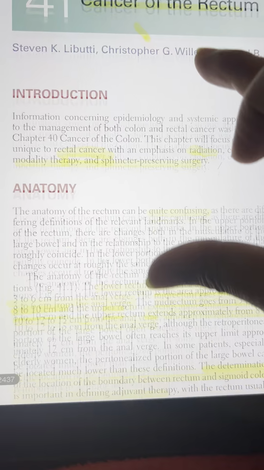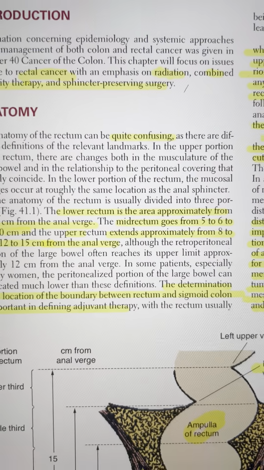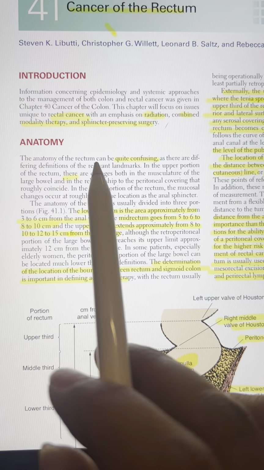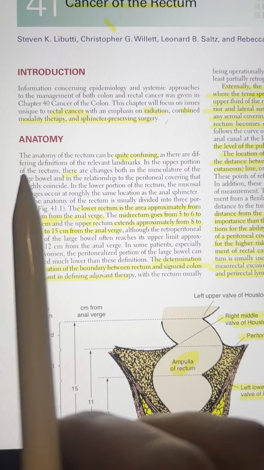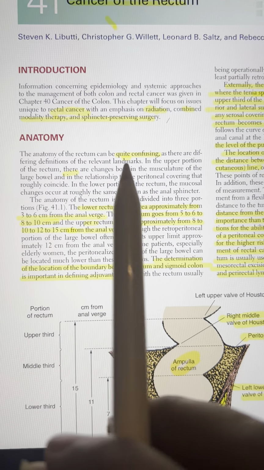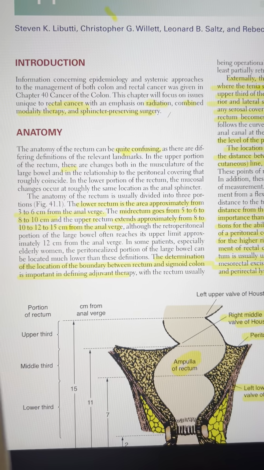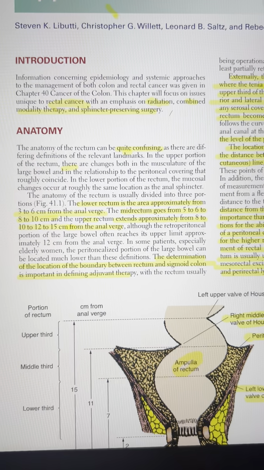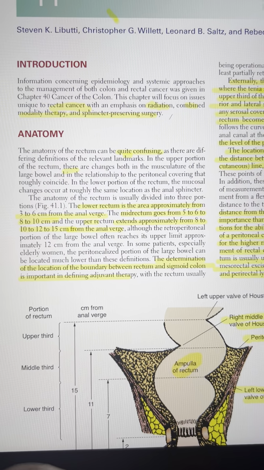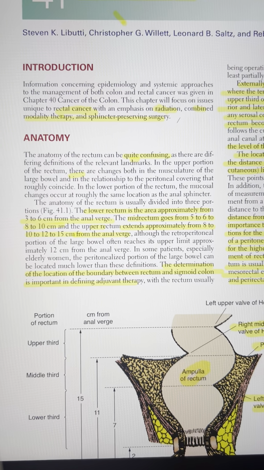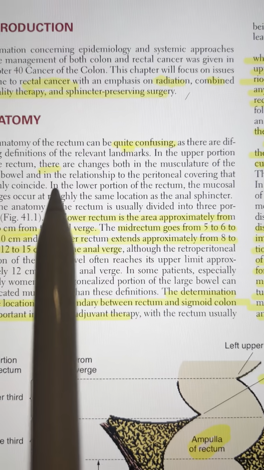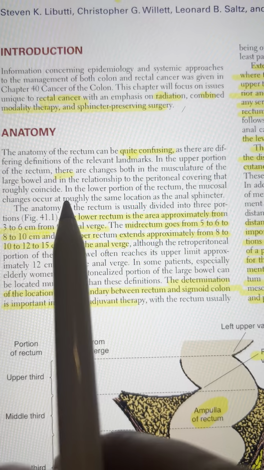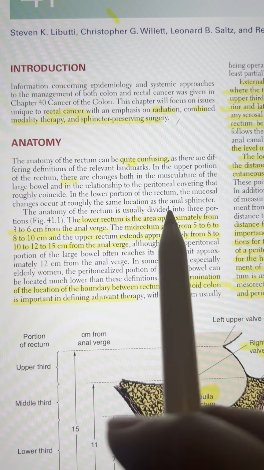So if we look into the anatomy of the rectum, it is quite confusing as there are different definitions of the relevant landmarks. In the upper portion of the rectum there are changes both in the musculature of the large bowel and in the relationship to the peritoneal covering that roughly coincides. In the lower portion of the rectum, the mucosal changes occur at roughly the same location as the anal sphincter.